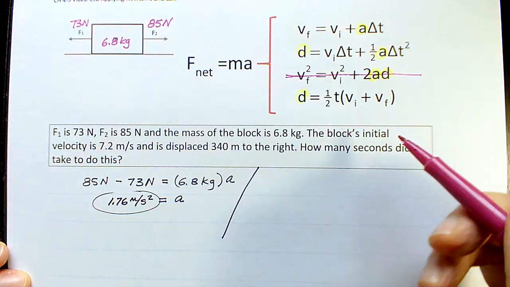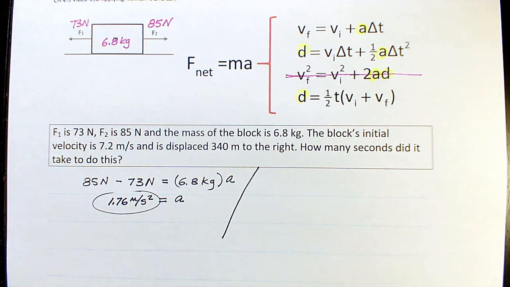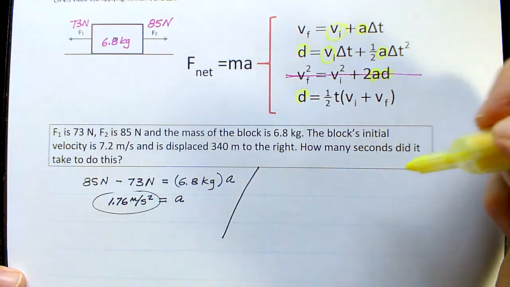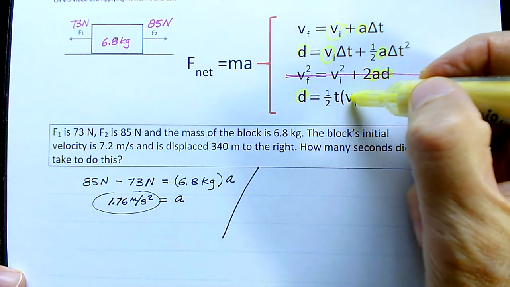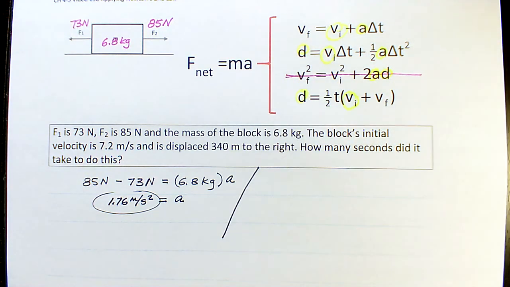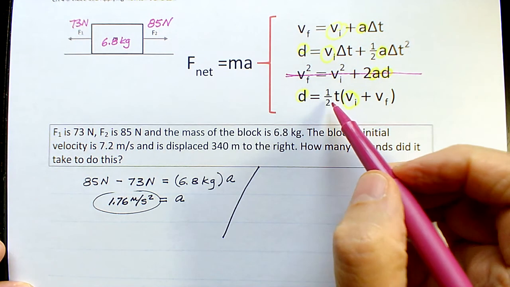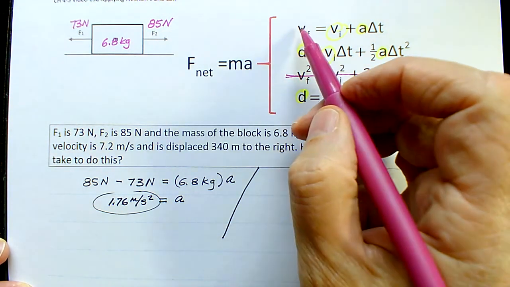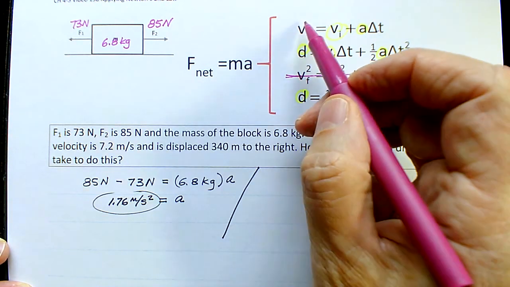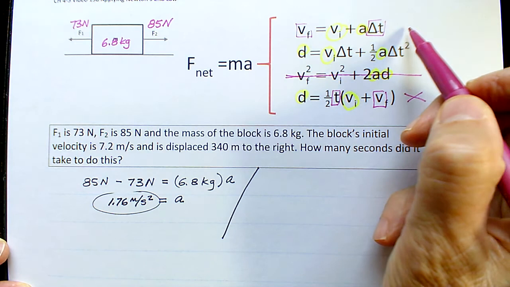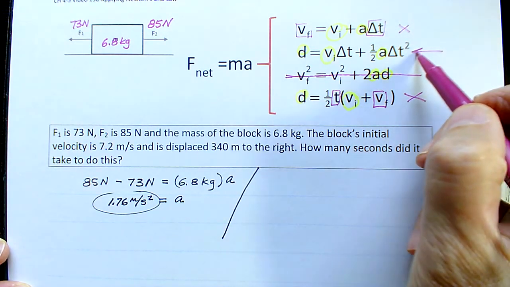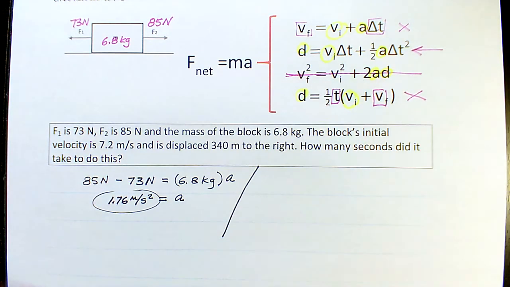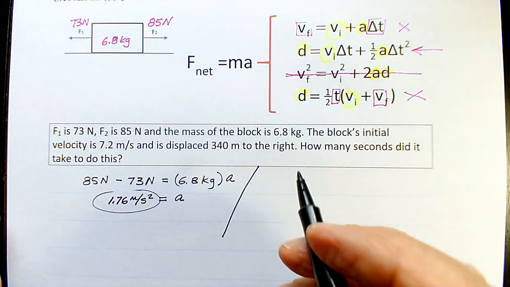And let's see, then the block's initial velocity is 7.2, so I have initial velocity, and initial velocity. Alright, so the problem with the bottom equation is that there are 2 unknowns, and that's too many, so that doesn't work. The top equation has 2 unknowns, and that's too many. Okay, so the second equation is just right because we have 1 unknown, time, and that's ideal. You have 1 equation, 1 unknown, then you're in good shape.